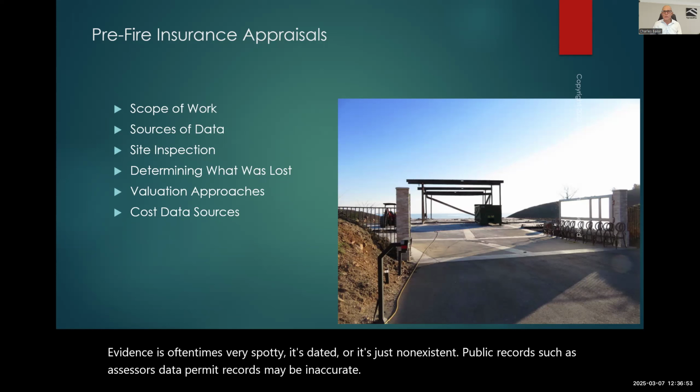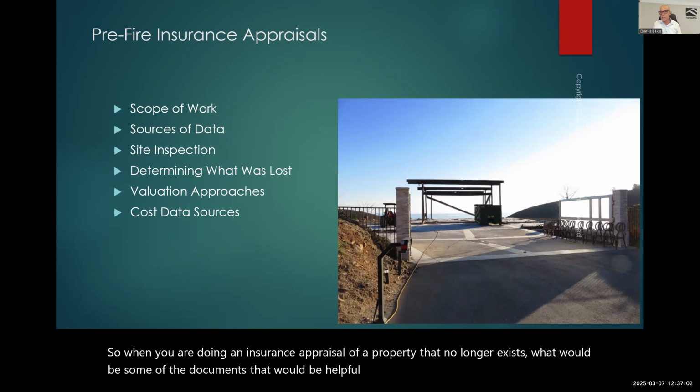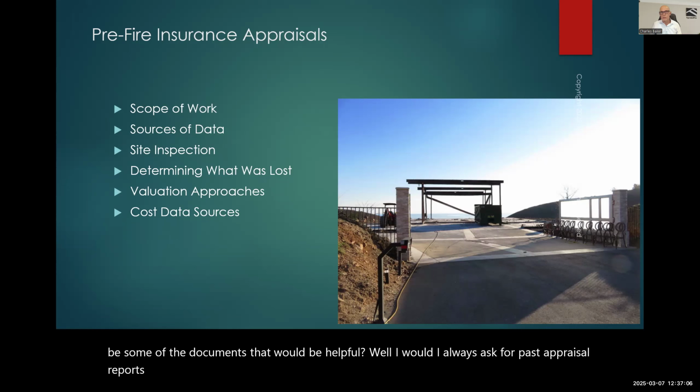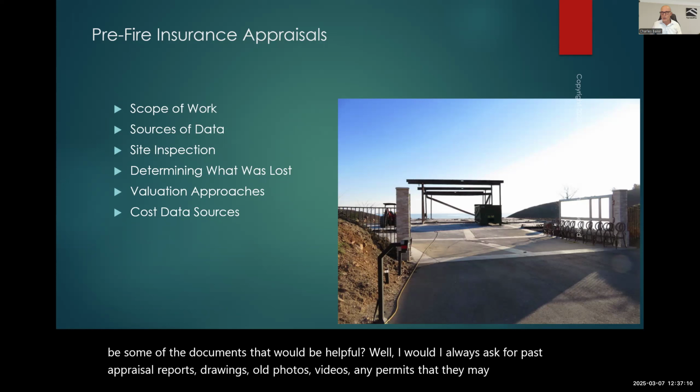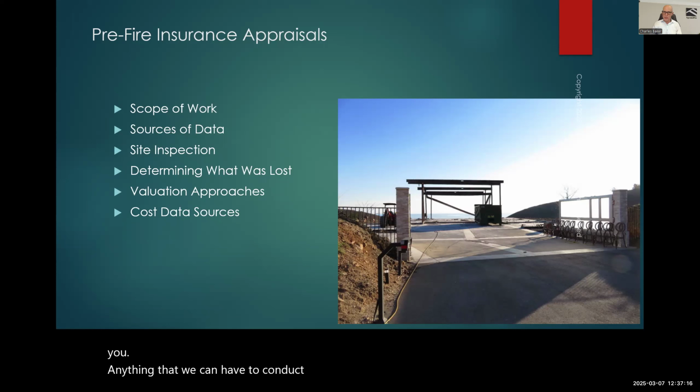So when you are doing an insurance appraisal of a property that no longer exists, what would be some of the documents that would be helpful? Well, I was asked for past appraisal reports, drawings, old photos, videos, any permits that they may have, or just notes, anything that we can have to conduct a forensic analysis of what was lost.